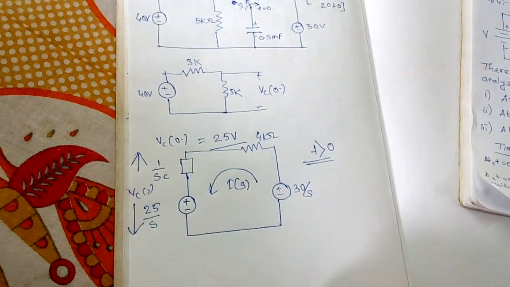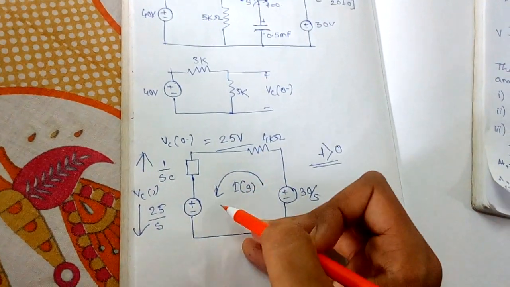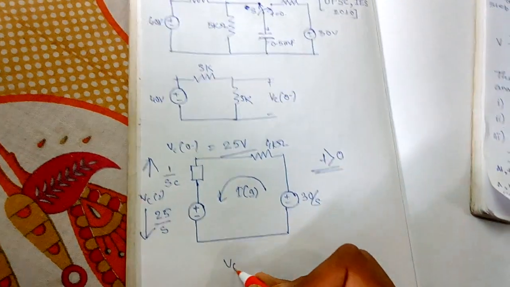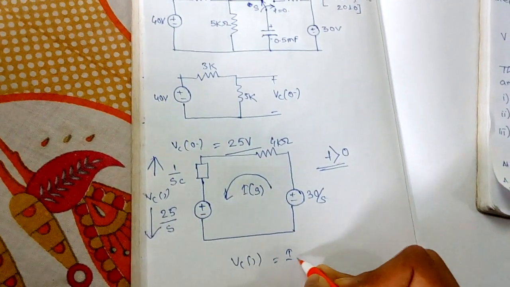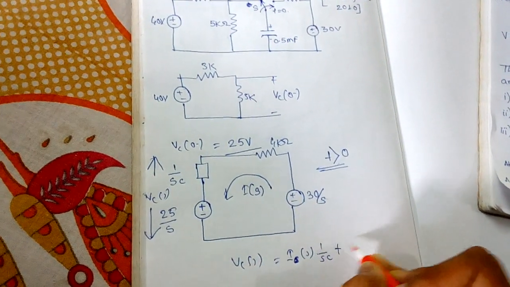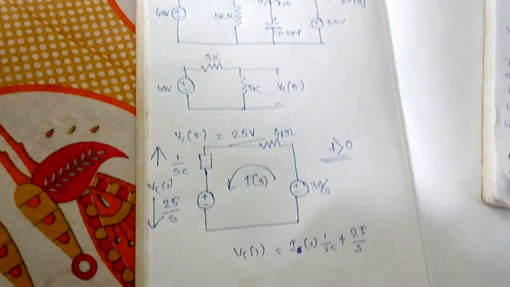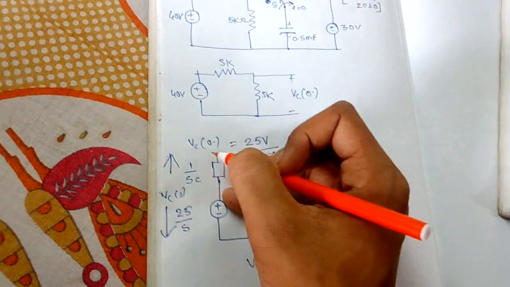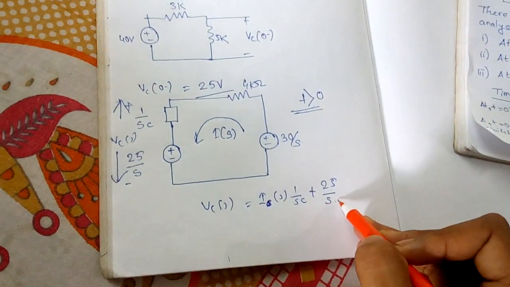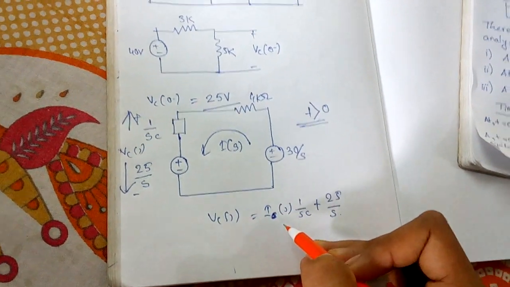If we find IS, the current flowing through this circuit, then we can easily find VCS, because VCS is IS into 1 by CS plus 25 by S. Using KVL we can easily see that VCS is equal to this thing. So we first have to find IS. How can we find IS?